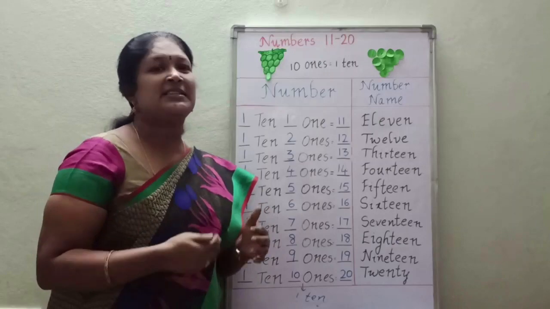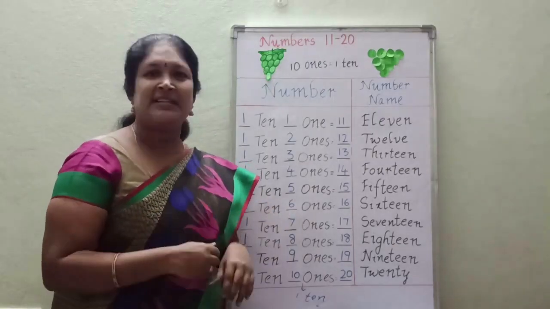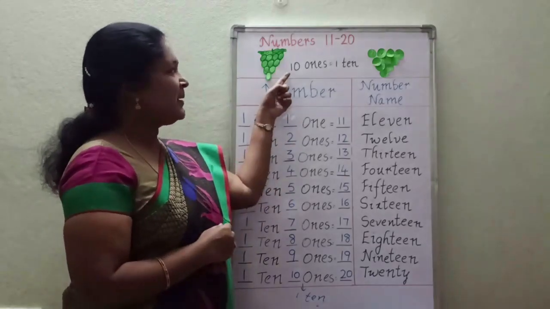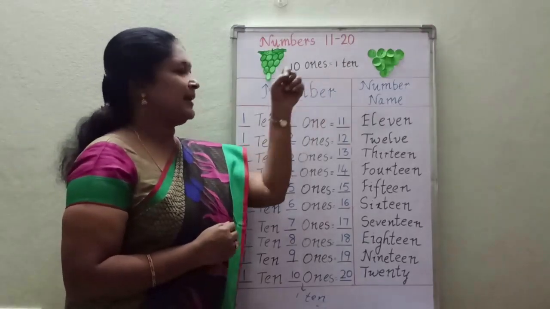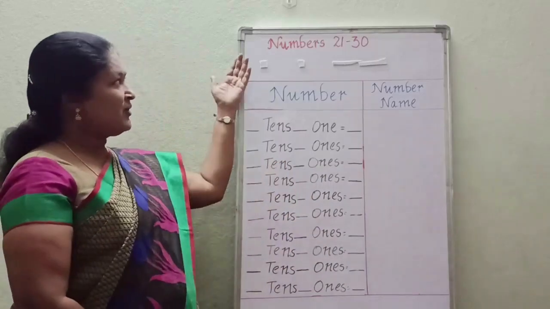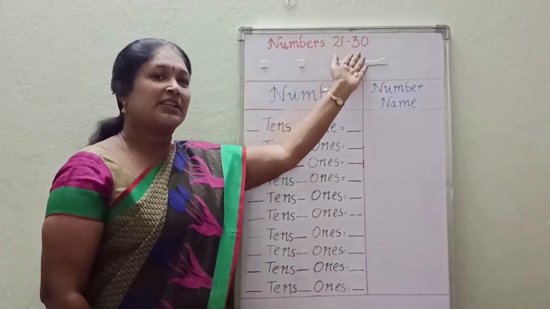3 tens means 30. 4 tens means 40. 5 tens means 50. So like that all tens will come, children. So remember that 10 ones equals 1 ten. Okay, children? Children, now we are going to learn about numbers 21 to 30.